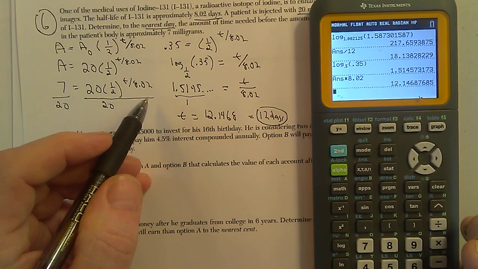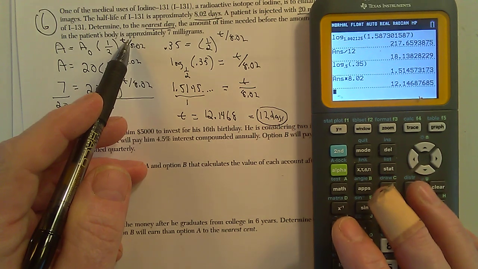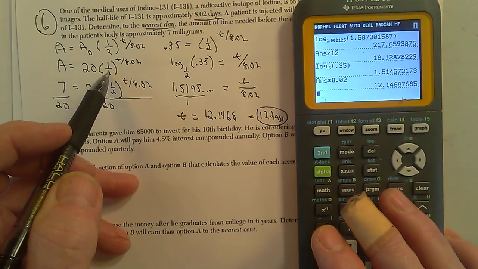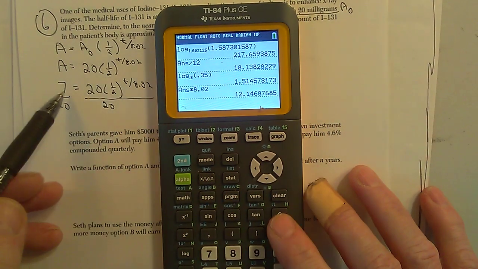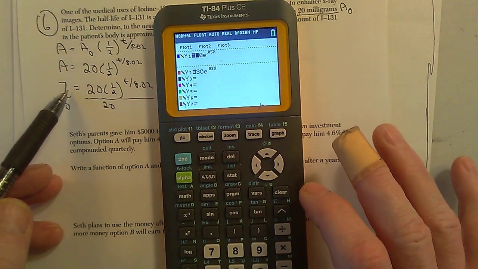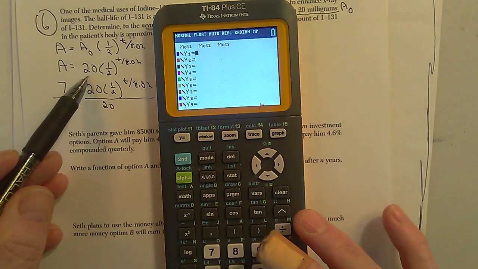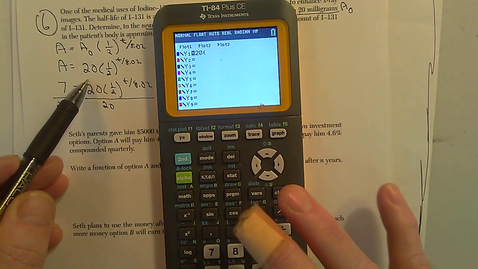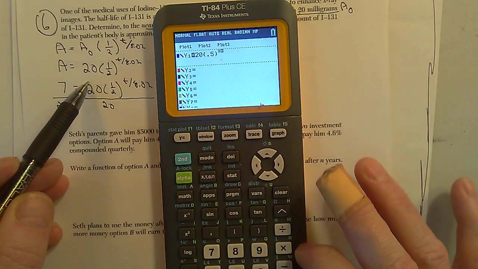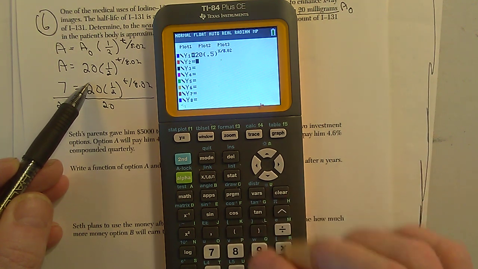Now if I want, this doesn't say solve algebraically, so if I wanted to, I could just find where each side of the equation is equal. So if I go back to this guy right here, I want to know when this is equal to 7. So y equals 20 times 0.5 raised to the x divided by 8.02, and I want to know when that is equal to 7.